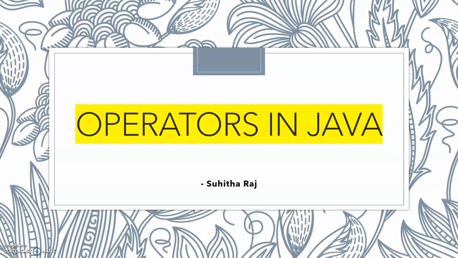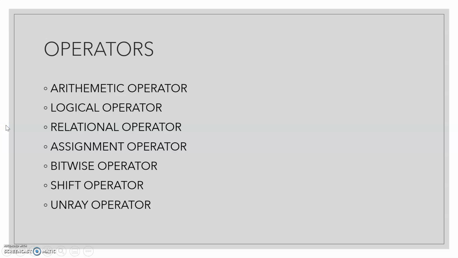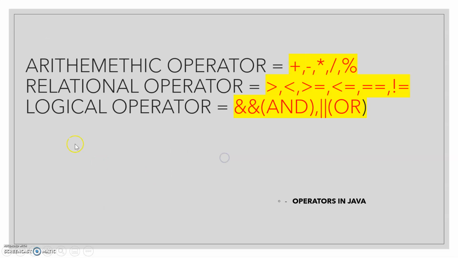Hi guys, in this section we are going to discuss operators in Java. Let's start it now. Operators in Java are arithmetic operator, logical operator, relational operator, assignment operator, bitwise operator, shift operator and unary operator. Let's see one by one now.